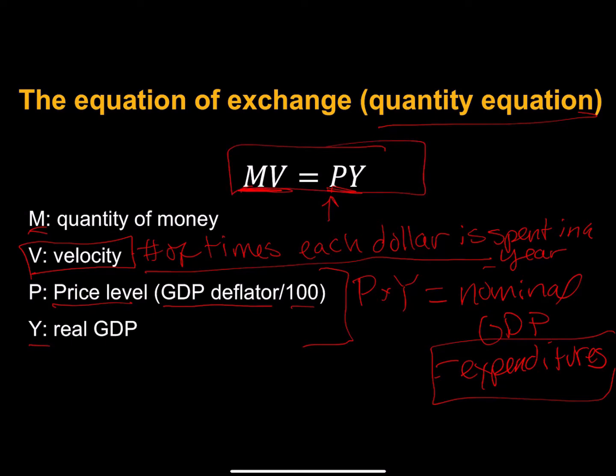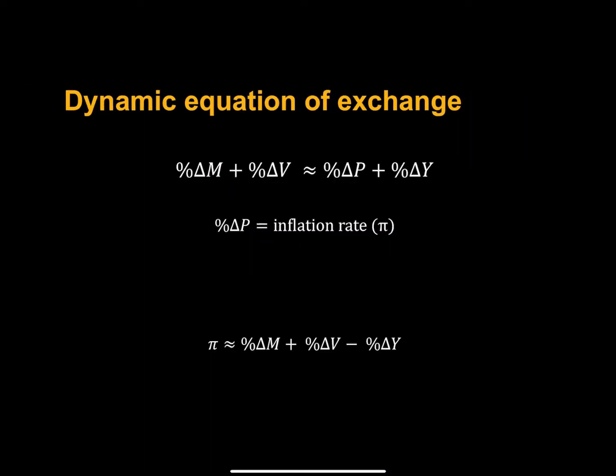It's true by construction. Now let's transform our equation of exchange, or our quantity equation, into growth rates. So percentage change in the money supply, or growth in the money supply, plus growth in velocity is going to be approximately equal to growth in price level. Growth in price level is inflation, and macroeconomists like to use the symbol pi to denote inflation. The inflation rate plus the growth rate in real GDP.